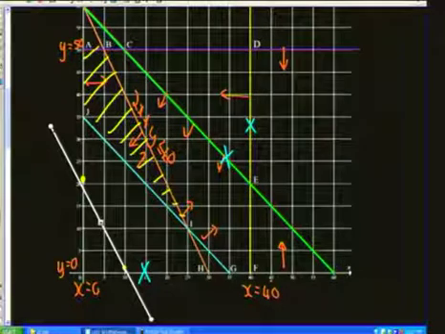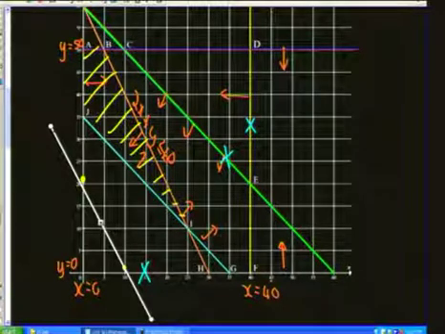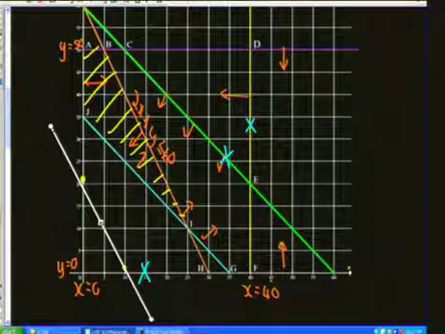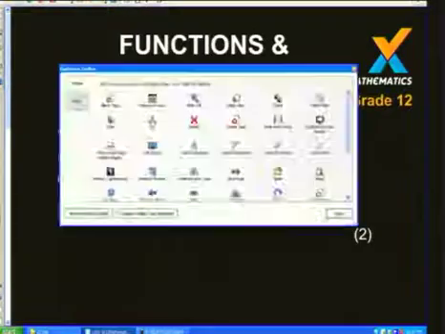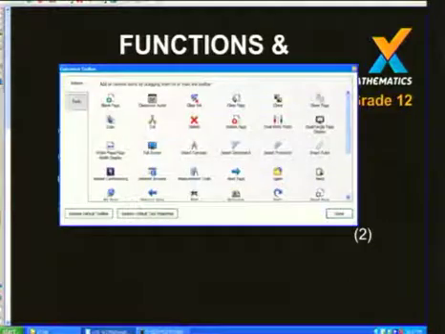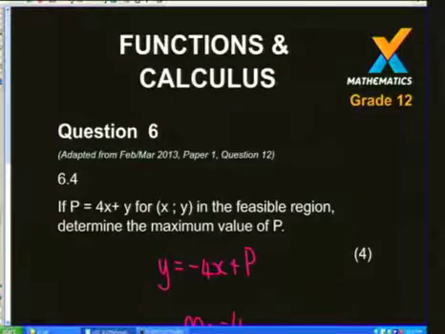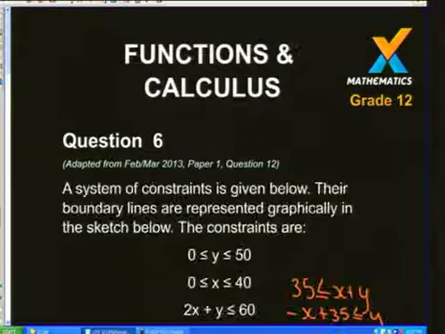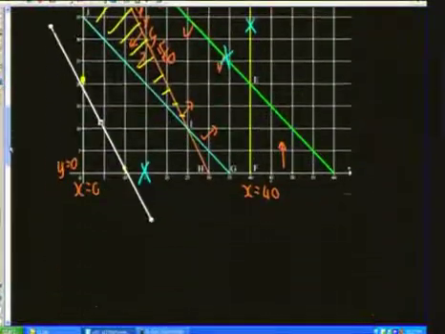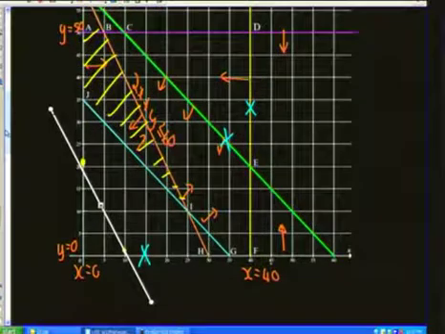Now, if we are looking for, was it a minimum value or maximum value? Let's just go to the next page and see. Yeah, they want the maximum value. Sorry, so back we go. They want the maximum value, so it must be the last point of contact with the feasible region.